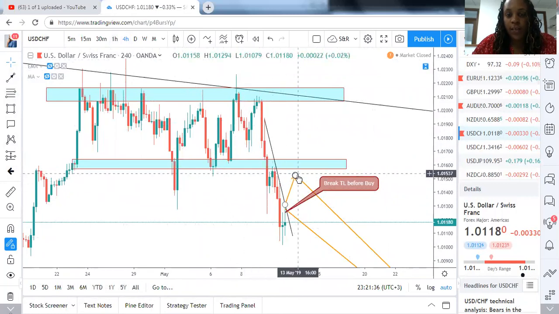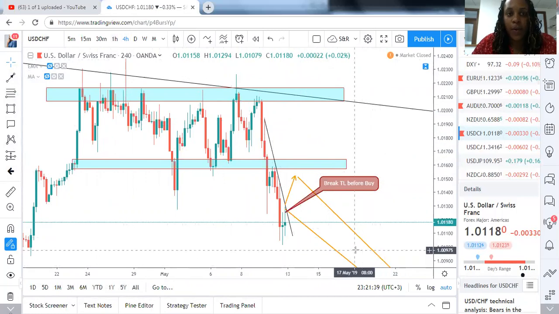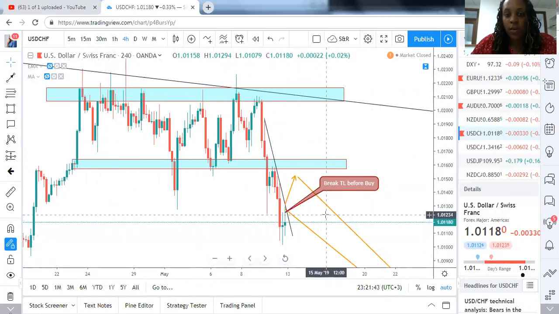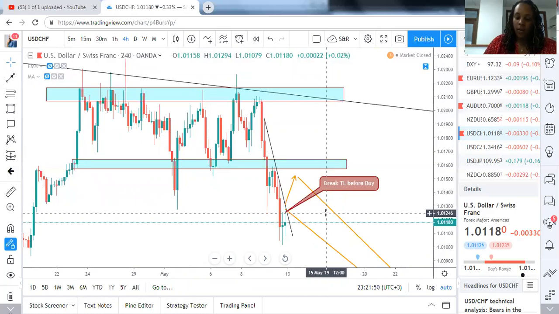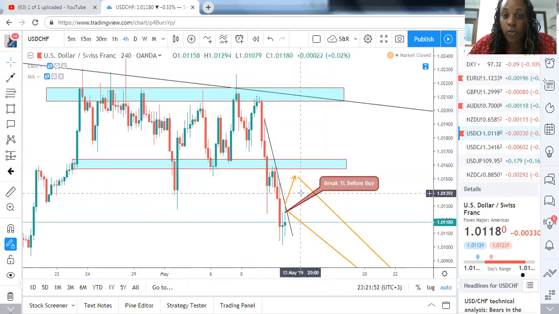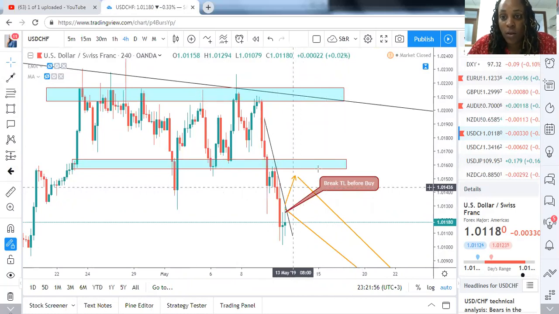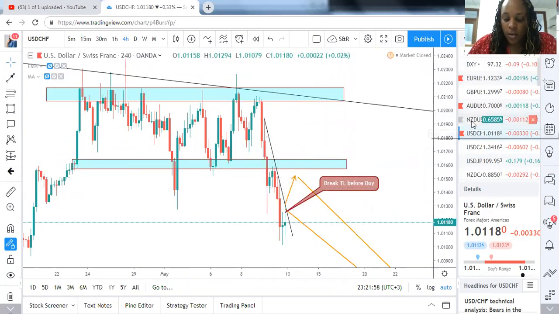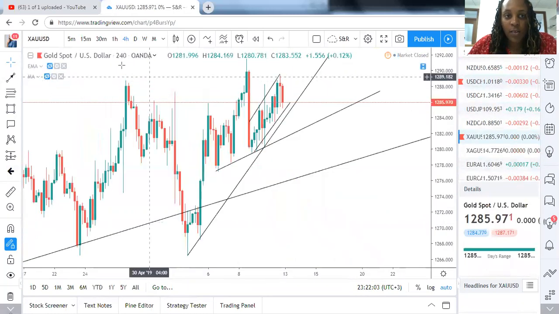I would like to see a better setup before we sell. But I would really like to get in on the pullback first, because what you want to do is anticipate the move and not participate with it. So it's better for you to get into the trade at a discount, right? Than for you to participate with the trade while it's expensive. All right, good. So that's USDCHF, and then the last one here now is gold.